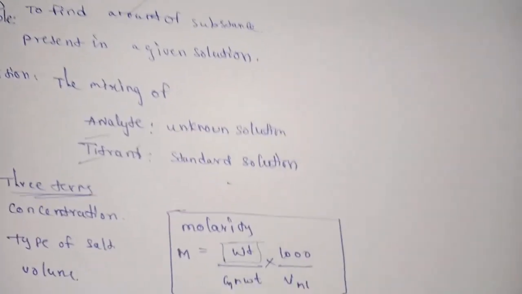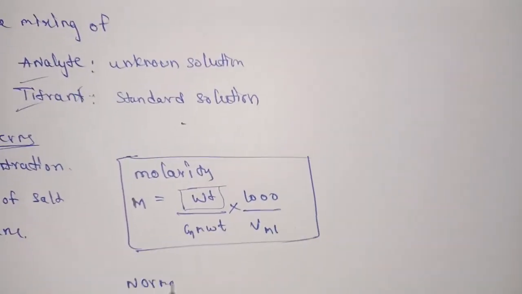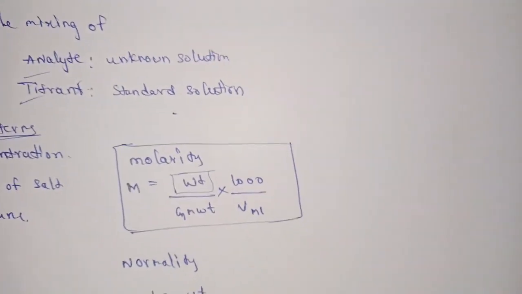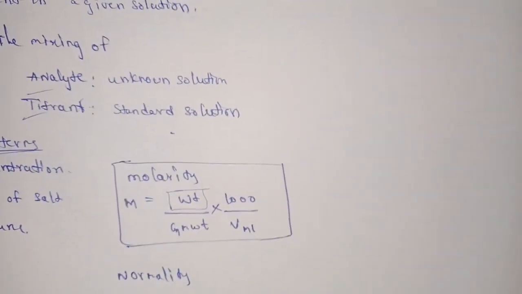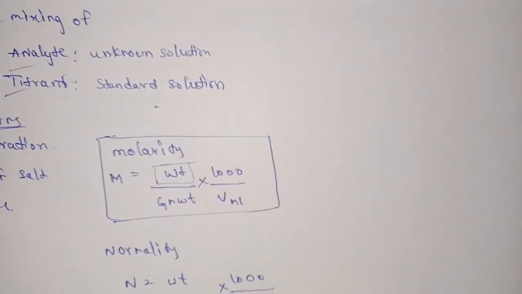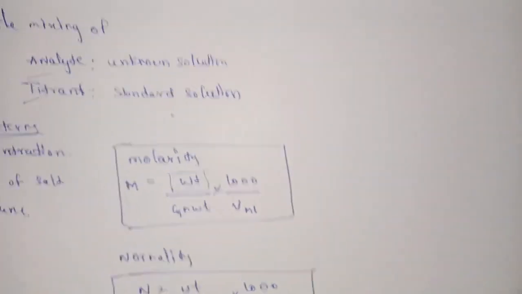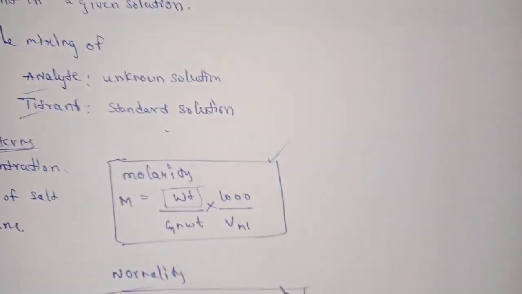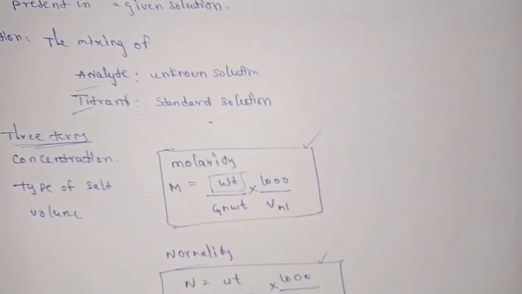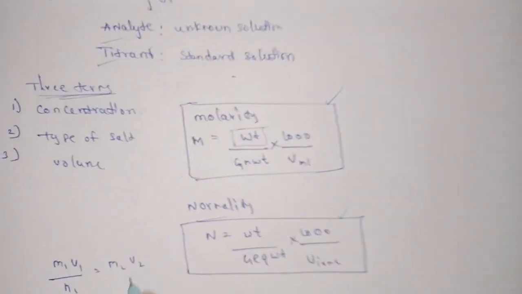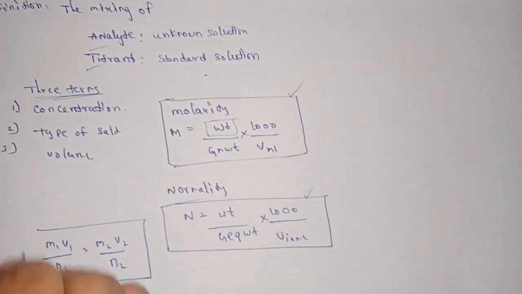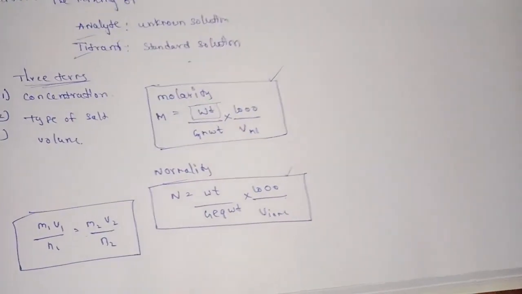Normality is also very important. Its formula is weight by gram equivalent weight into 1000 by volume. So this is also very important. These two formulas we will use in the titration method, and another formula, M1V1 by N1 equals M2V2. We will use this formula also. Further we will discuss these formulas.